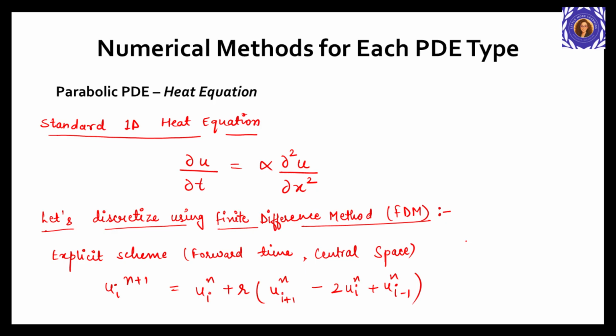The classic example is the heat equation, which models how temperature evolves over time. The heat equation typically looks like this, where U is the temperature, T is time, X is the spatial variable, and alpha is the thermal diffusivity. This type of equation tells us how heat diffuses across a medium. It involves a time derivative and a second-order spatial derivative, making it time-dependent. So we will solve this using finite difference methods, advancing step by step in time.